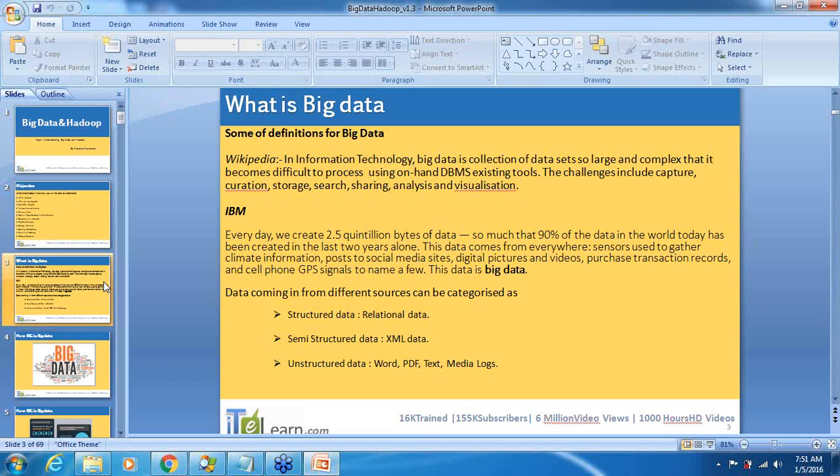It is something like where you organize relationships in the form of rows and columns and tables. We usually store data in DBMS tools. It's more towards structured data.